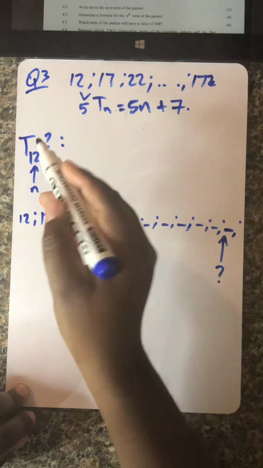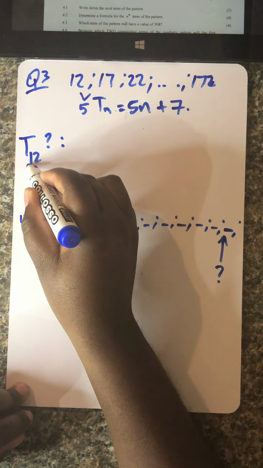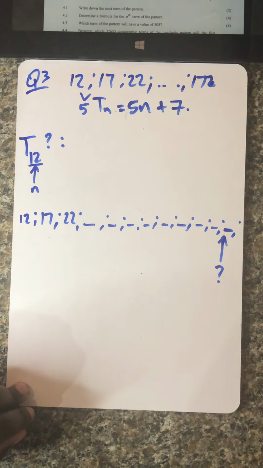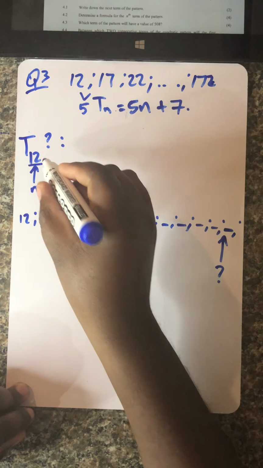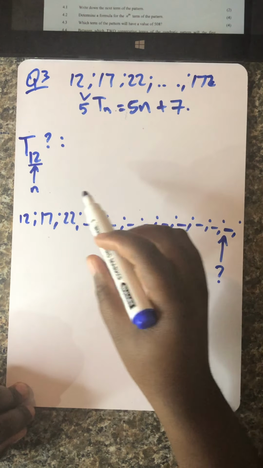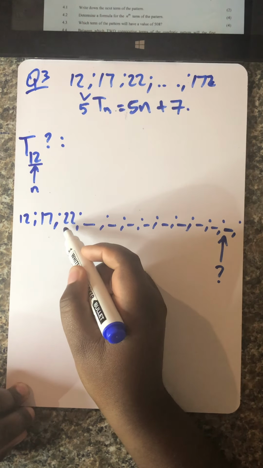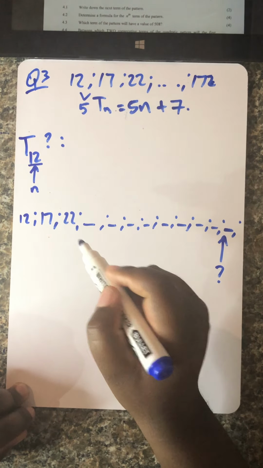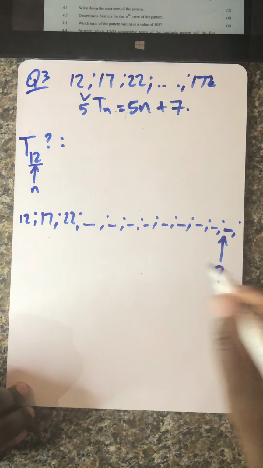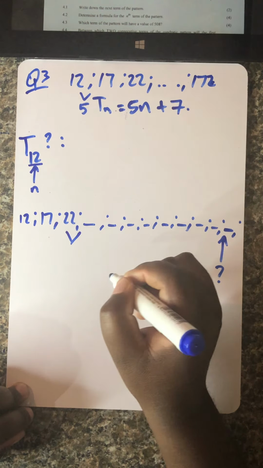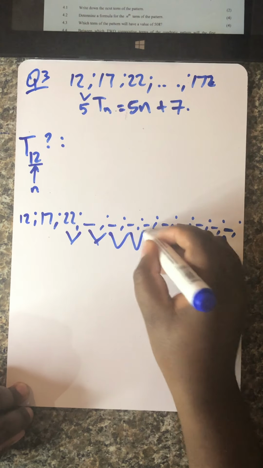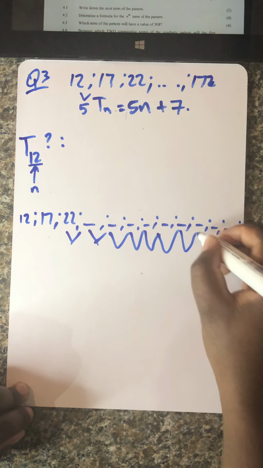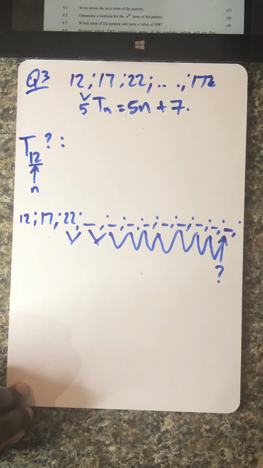Okay, so they want you to tell them what is the number for term number 12. Just like if the question said T3, they're asking what is the number of term 3, which is 22. So now they're saying what is the number on term 12, which is that one there. So if we just continue adding by 5, adding by 5, we are going to get the number for term 12. Okay, I hope you understand, guys.